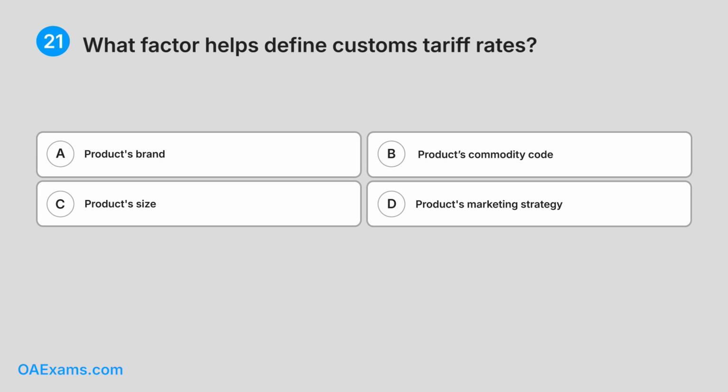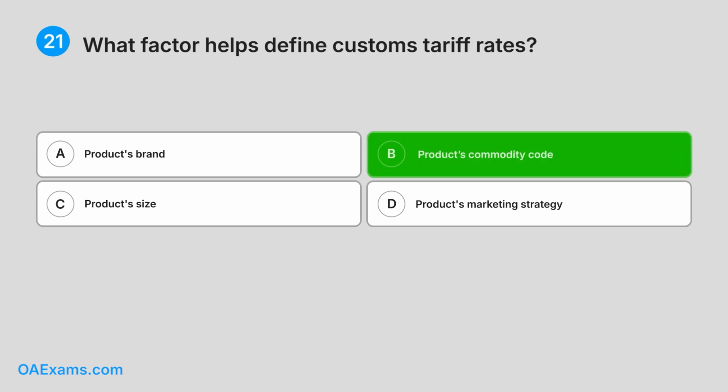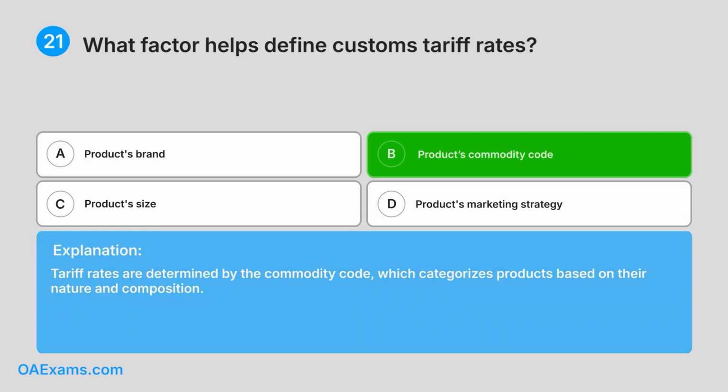Correct answer. B. Product's commodity code. Explanation. Tariff rates are determined by the Commodity Code, which categorizes products based on their nature and composition.